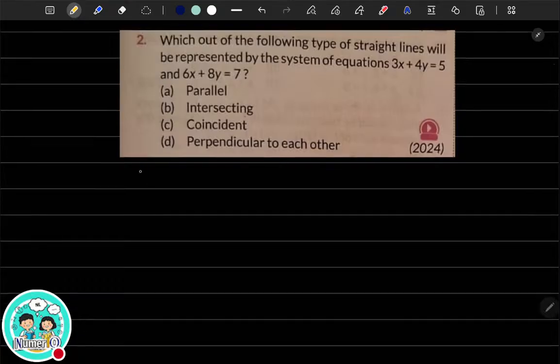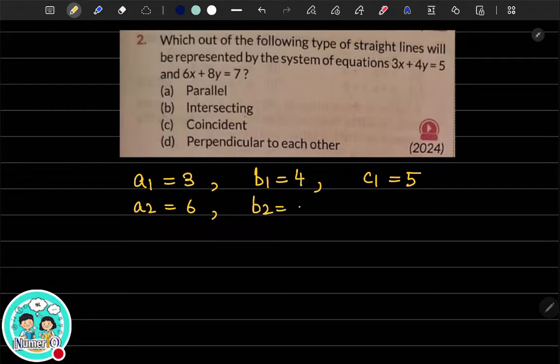So what is your A1? A1 is nothing but 3. What is your B1? B1 is 4. C1 is nothing but 5. A2 is 6. B2 is 8. And your C2 is nothing but, what is your C2? 7. Okay. So I have just written, this is A1, B1, C1, A2, B2, C2.